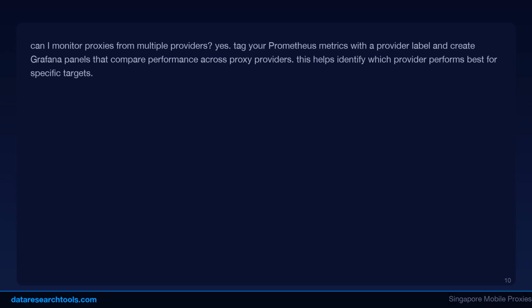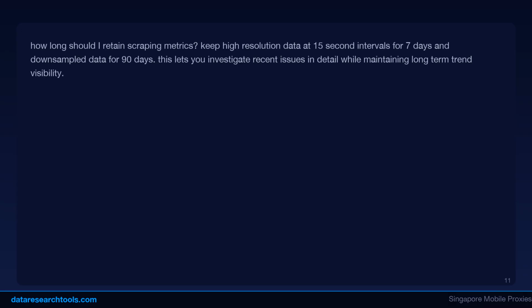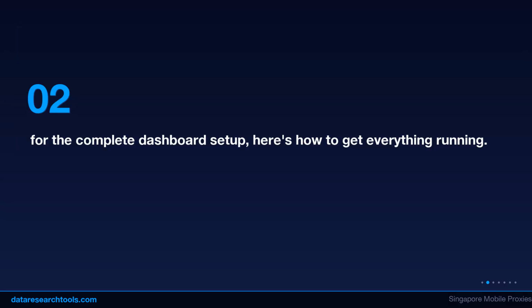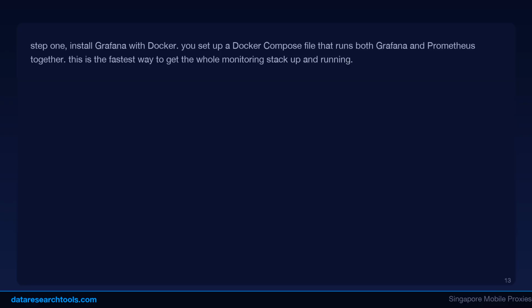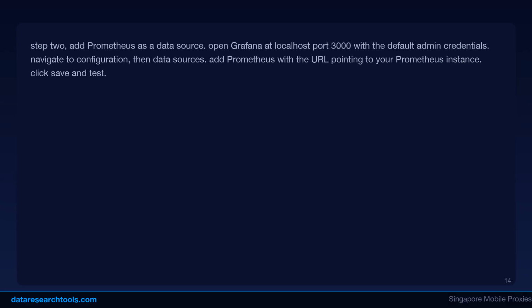Now let's talk about the monitoring architecture. The typical setup involves your scrapers exporting metrics to a time series database like Prometheus or InfluxDB. Grafana then connects to that database and visualizes the metrics in dashboards. You set up alerts in Grafana to notify you when metrics cross thresholds. For the scraper side, you instrument your code to track request counts, success and failure counts, response times, data extracted counts, and proxy rotation events. These metrics get pushed or pulled into the time series database.